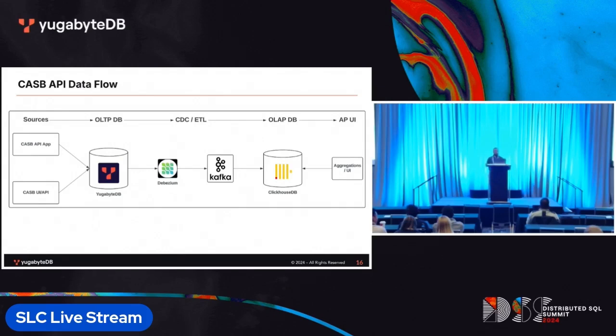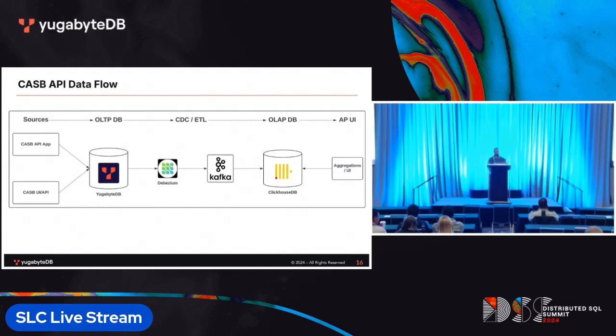So this is just a view of our data flow. The CASB apps, as I mentioned, run in Kubernetes. They're isolated by a tenant app instance. They individually scale and provide that capability. They're integrated with Yugabyte through a service that we built called DBaaS that helps facilitate the application lifecycle with the database lifecycle and integrates with Yugabyte APIs.